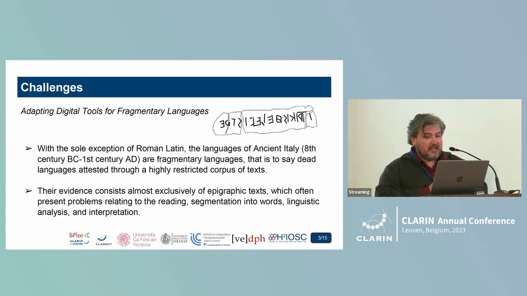So here we can see that with the sole exception of Roman Latin, the languages of ancient Italy are fragmentary languages. That is to say that these dead languages are attested through a highly restricted corpus of text, they are Restsprachen. Their evidence consists almost exclusively of epigraphic texts, which often present problems relating to the reading, segmentation into words, linguistic analysis, and also interpretation. This is one of the most important aspects of the project.